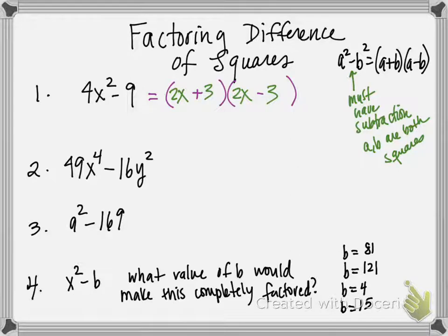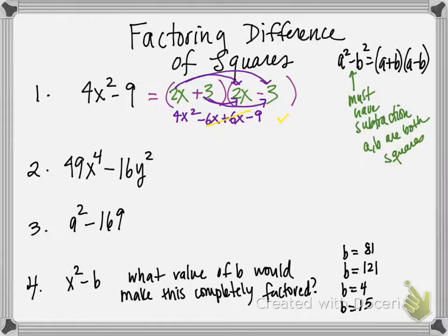And don't forget, you could always check your factored form by distributing. 2x times 2x is 4x squared. 2x times negative 3 is negative 6x. Distribute the 3 to both terms. 3 times 2x is 6x. And 3 times negative 3 is negative 9. My middle terms will cancel out here because they're opposite signs, so I do get 4x squared minus 9. So that's a way to check your answer there.